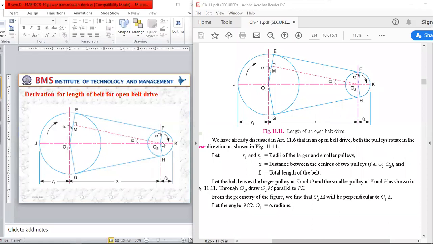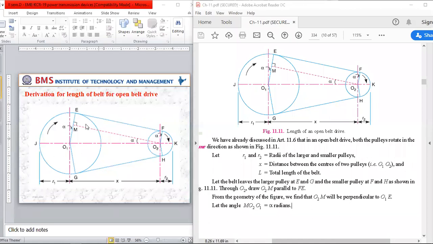Why do I need to find the O2M length? Because O2M is equal to the length of EF. EF is equal to GH, because this forms an isosceles triangle. If you join this to here and this to here, both are equal. EF and GH are both equal, and we need to find the angle GJE.